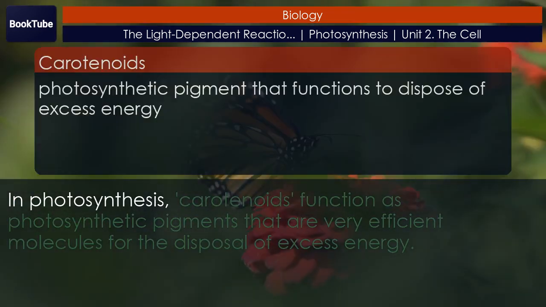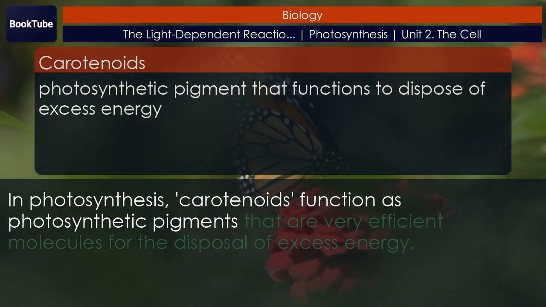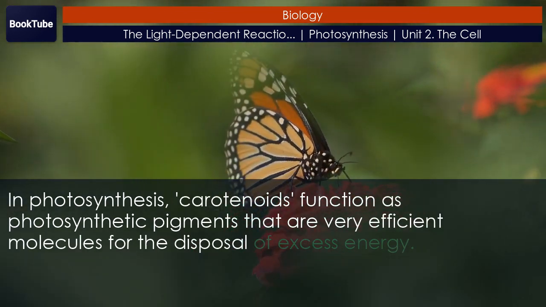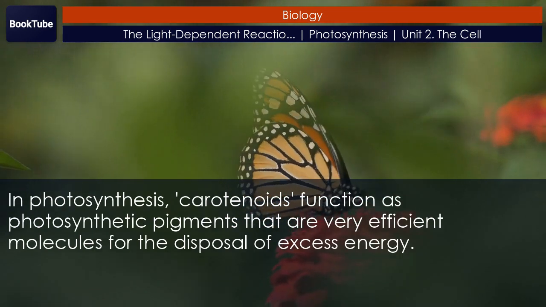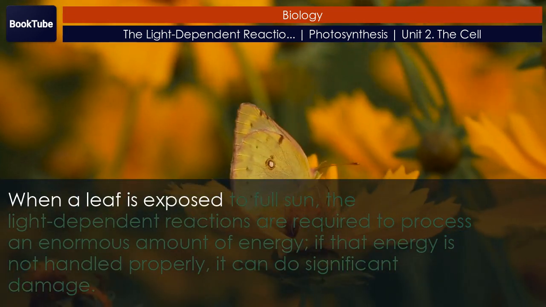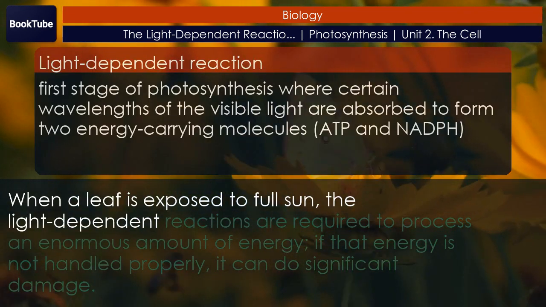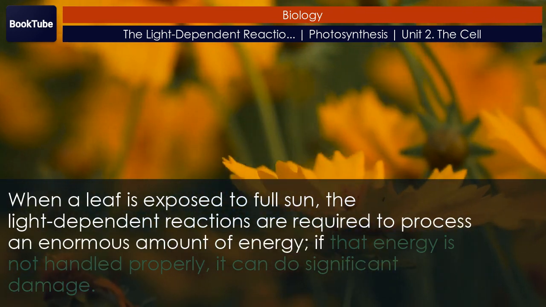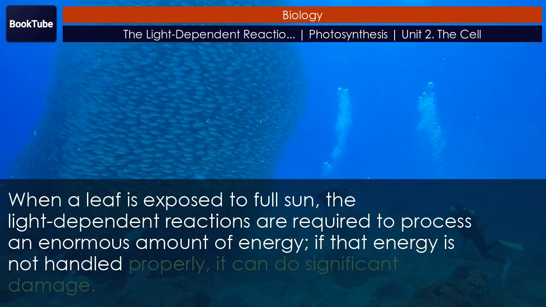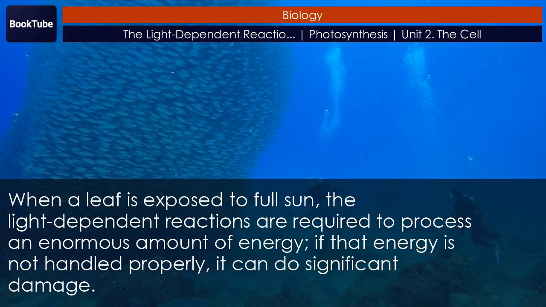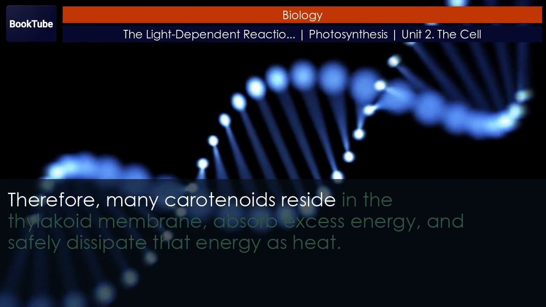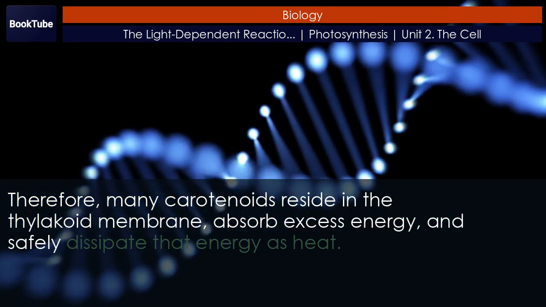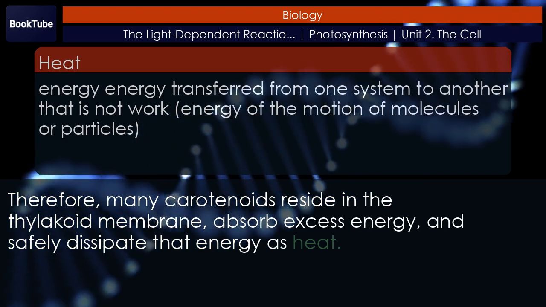In photosynthesis, carotenoids function as photosynthetic pigments that are very efficient molecules for the disposal of excess energy. When a leaf is exposed to full sun, the light-dependent reactions are required to process an enormous amount of energy. If that energy is not handled properly, it can do significant damage. Therefore, many carotenoids reside in the thylakoid membrane, absorb excess energy, and safely dissipate that energy as heat.